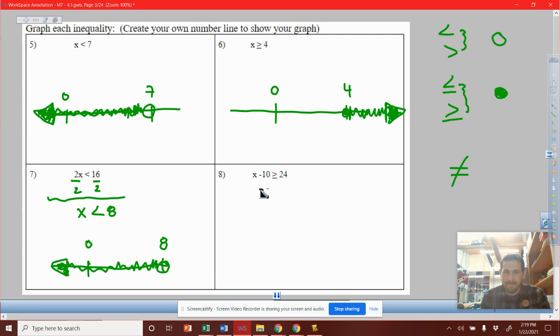Here, x isn't by itself, we got a minus 10, so plus 10 here, plus 10 here. x is greater than or equal to 34. So put a 0, put 34 down, put a closed dot, and go everything greater than 34.